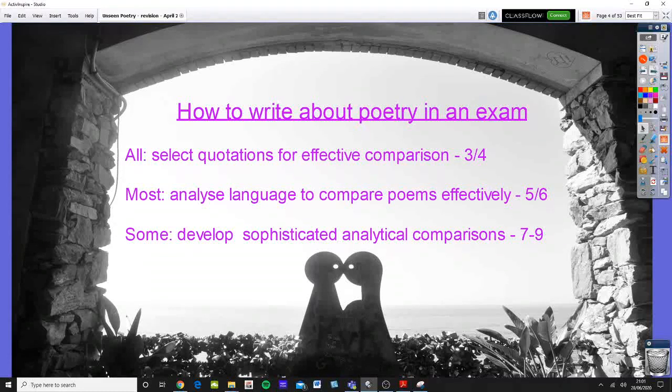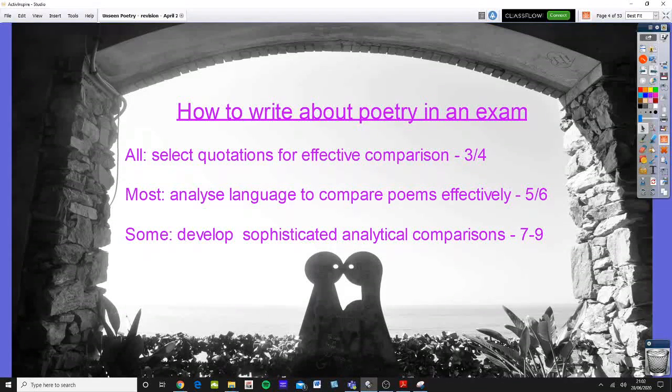Now, I just want to highlight a couple of things that have cropped up from exam boards about writing about poetry effectively in an exam. Now, if all you do is select quotations and produce an effective comparison, what you're looking at there is a mark at best at grade 4. If you analyse and develop your comparison more effectively, you're pushing up into 5/6. And obviously, at the very highest level, your analytical comparisons need to be very sophisticated.